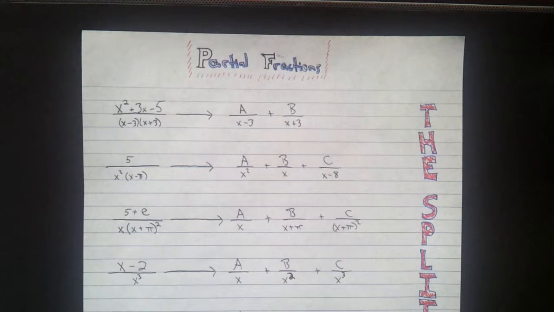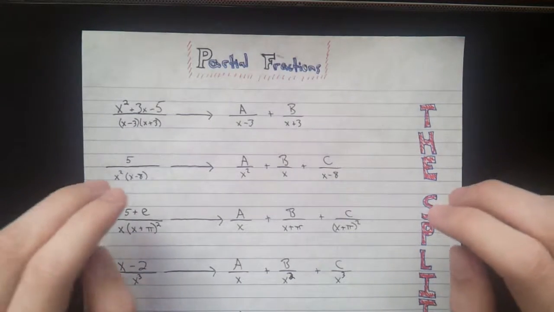So this is how you do partial fractions. Now the idea here is to take a large and kind of ugly rational polynomial and split it into something that's smaller and easier to work with. So we do this with a method that I like to call the split and solve.